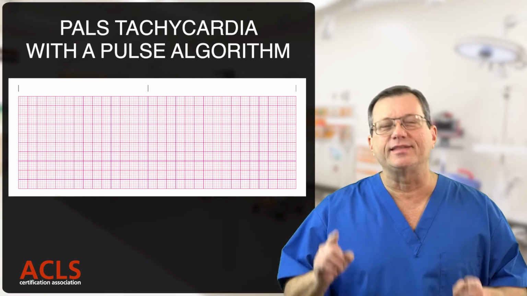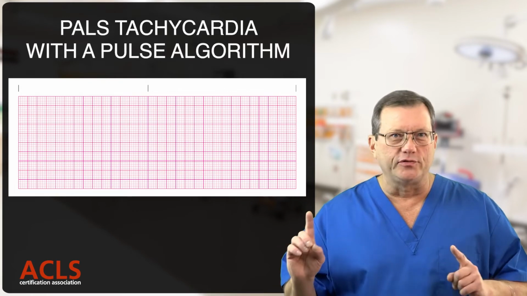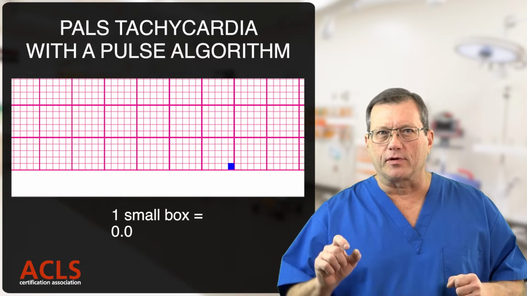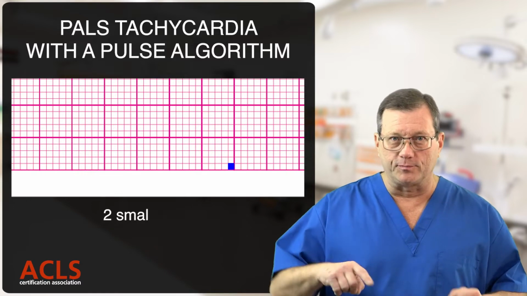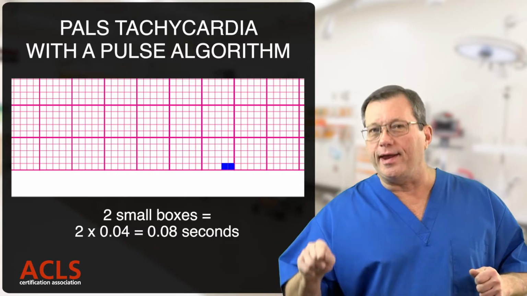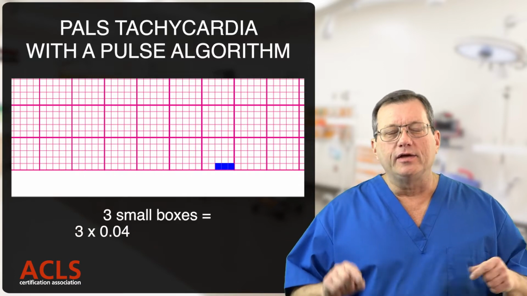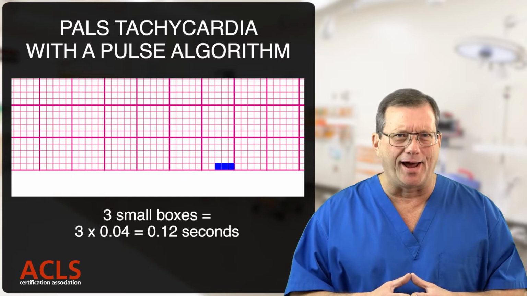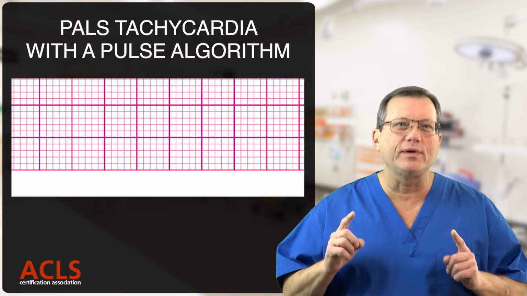So let's take a look at the ECG paper that we're using to measure this. Now remember, the smallest box on ECG paper is 0.04 seconds. 2 boxes, 0.08 seconds, and 3 is 0.12 seconds. Okay, we're looking for 0.09. Great. So how do we measure this?